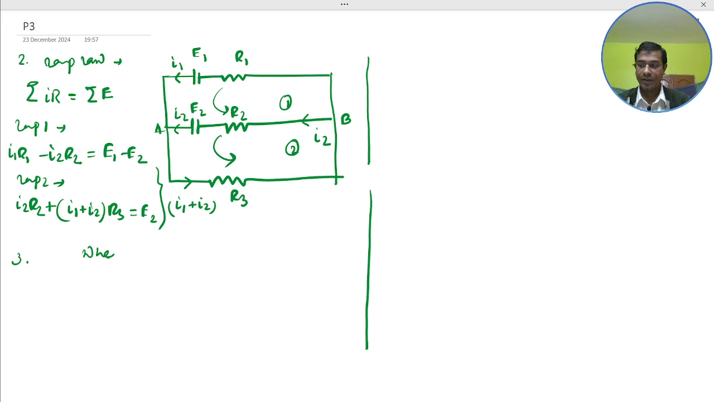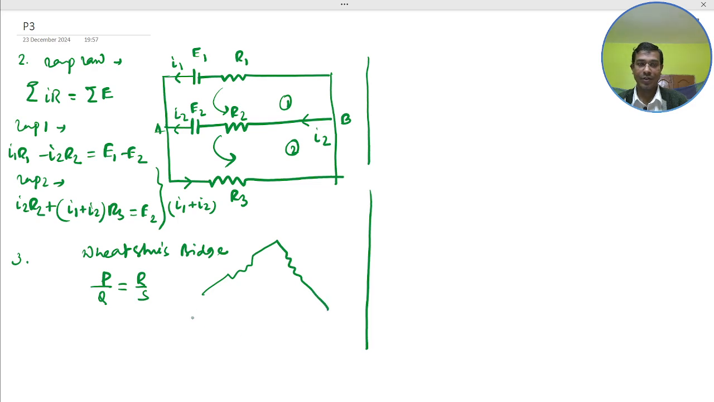Basically, in a balanced bridge, the ratio of resistances in adjacent arms is equal to the ratio of the other two arms' resistances, which implies that P by Q is equal to R by S. I have not drawn the figure here. Basically, the Wheatstone bridge is in this format: this one P, this one Q, this one R, this one S. Here is a galvanometer joining P, Q, R, S, and externally the battery, the cell, is joined.